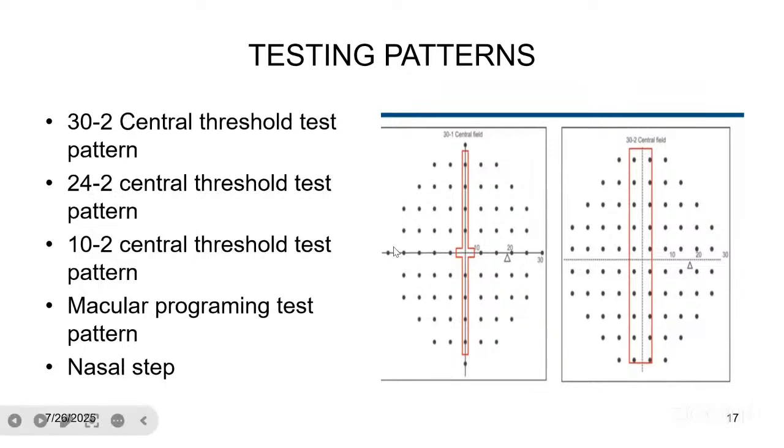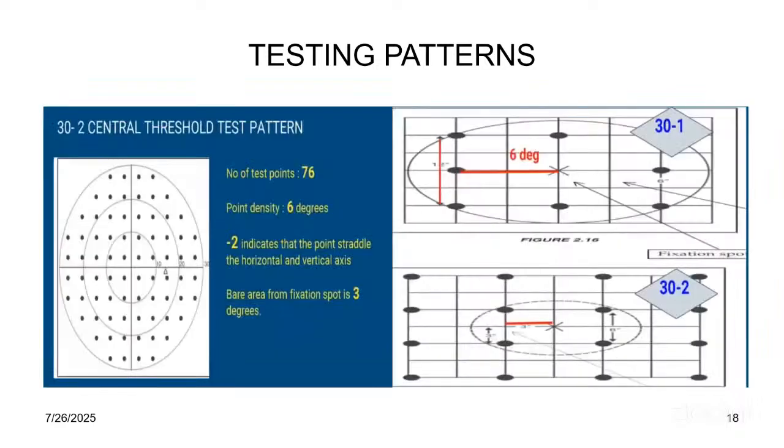So the 10-2 means you're measuring just about the 10 degree visual field, while the macular programming is just about the 5-degree visual field you're measuring, and usually done especially in an advanced stage of the disease. And then there's also a testing pattern just to test the nasal step, like I said, which is indicated as one of the earlier changes seen in glaucoma field.